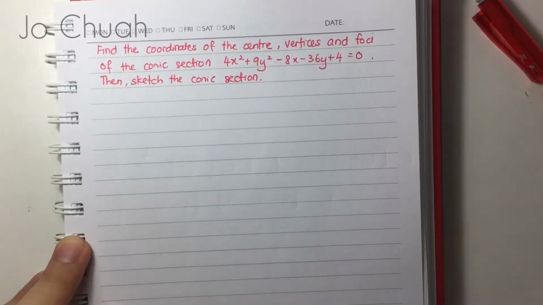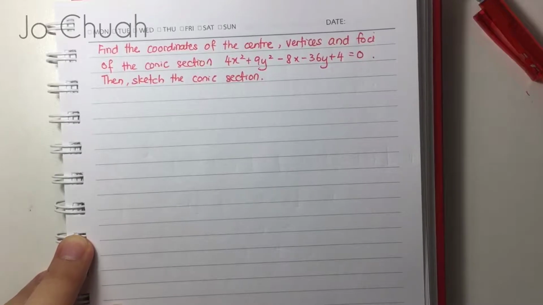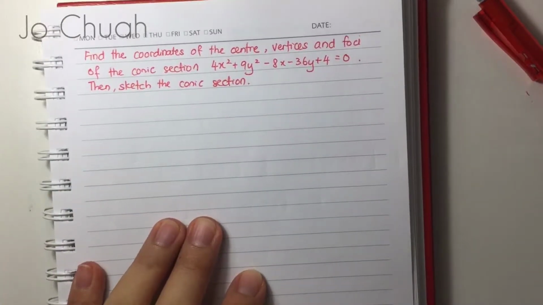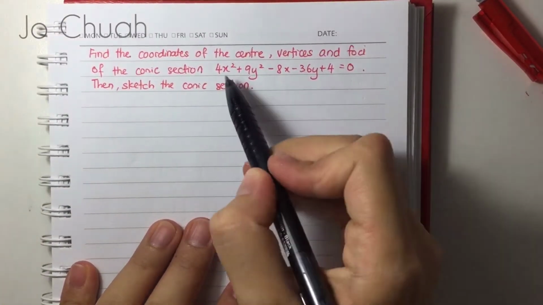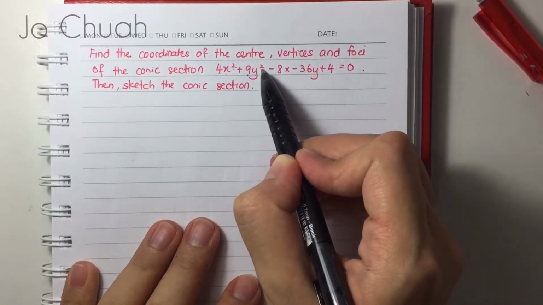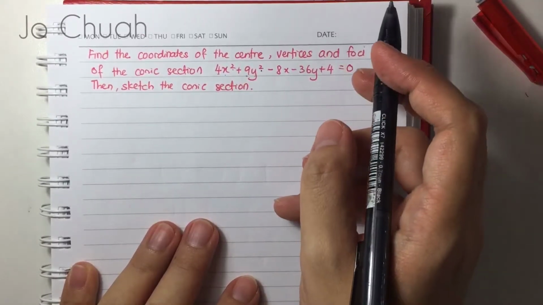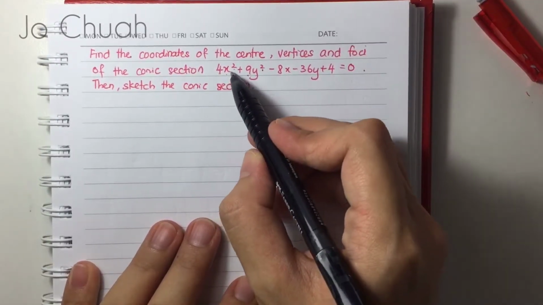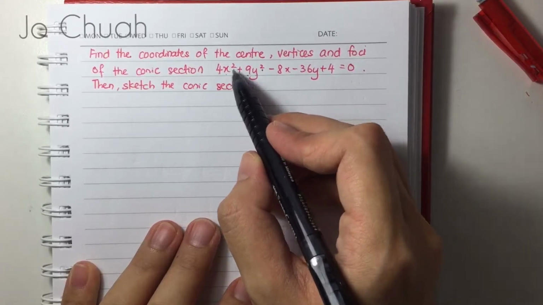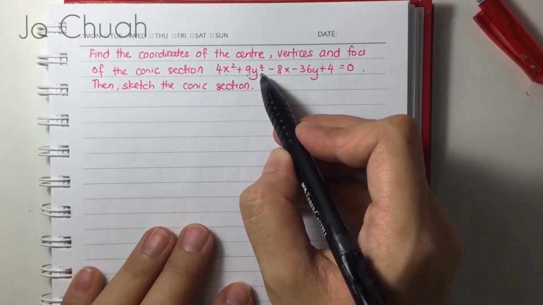For the second example, we're still going to do the same type of conic section. Can you guess what conic section this is? It has different coefficients for the x squared and y squared, so a circle is definitely not a good guess. And it's also not a parabola because both x and y have power 2. So this is actually an ellipse.